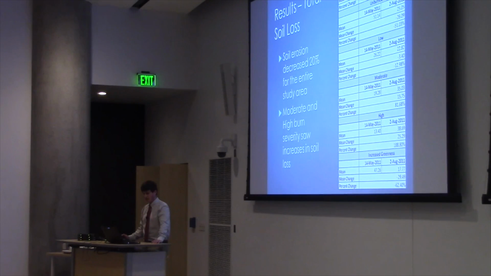Results are also shown in the table on the right. The top of the table shows results for the entire study area, while the rest of the table breaks down the results based on the 5 burn severity classes described earlier. And the results show that soil erosion actually decreased approximately 20% after the fire occurred for the entire study area. However, the results were not universal. In the highest burn severity areas, soil erosion actually increased. In the moderate burn severity class, approximately 82%, and the highest burn severity class, approximately 189%.